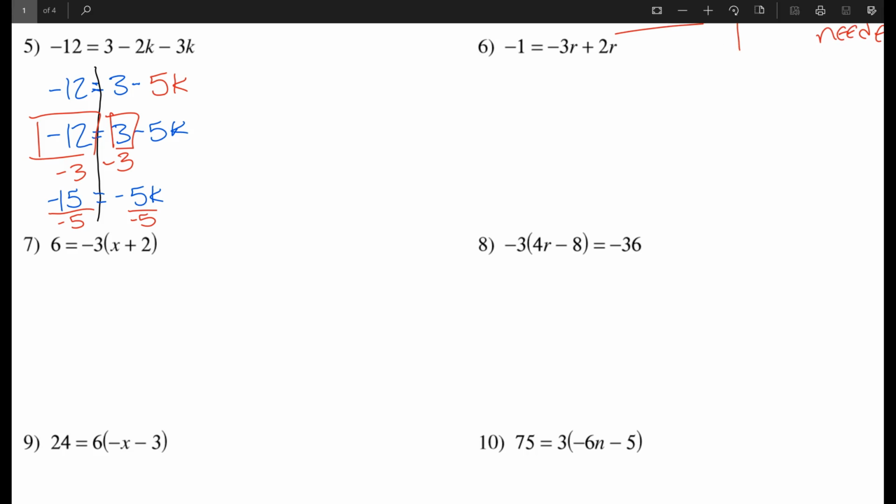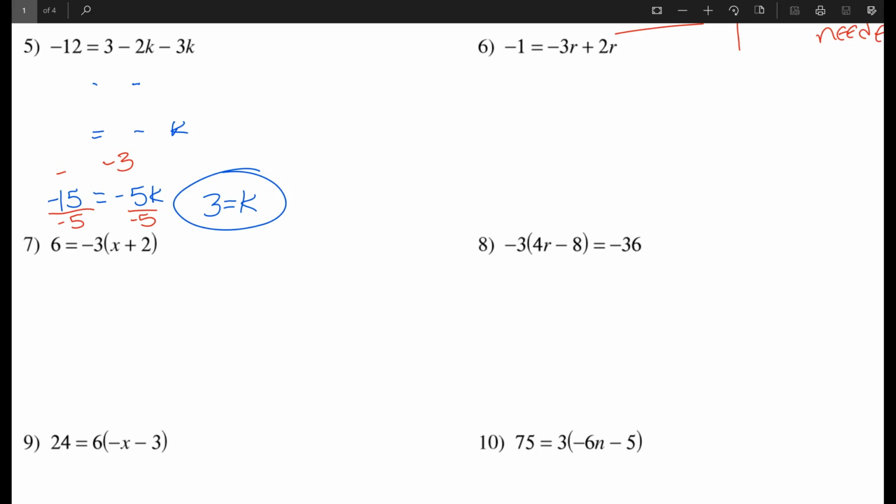And that leaves me with k, or let me write this in the correct order that you're going to solve it for. Negative 15 divided by negative 5 is going to give you 3. So 3 is equal to k. Did I accomplish my goal? Yes, I did. I have k, my variable, by itself. Now, we're going to go through another one of these. Let me clear all this out.